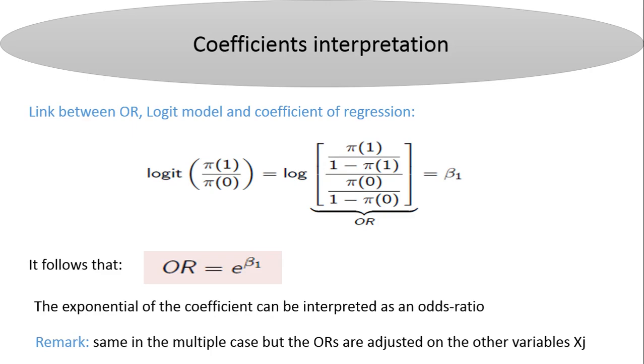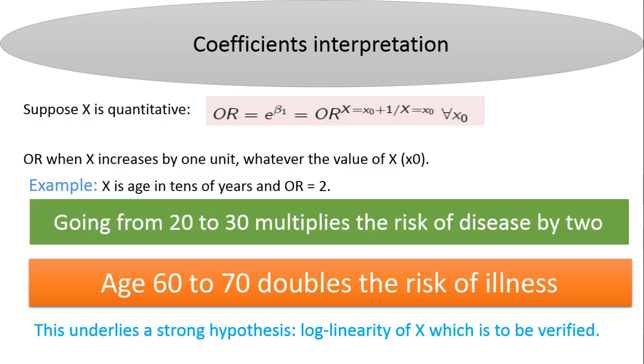We can notice that it is the same in the multiple case, but the odds ratios are adjusted on the other variables xj. So we suppose that x is a quantitative variable, the odds ratio is equal to the exponential of beta. We can have this interpretation in this particular example, where our odds ratio is equal to 2 and the explanatory variable is age in tens of years.